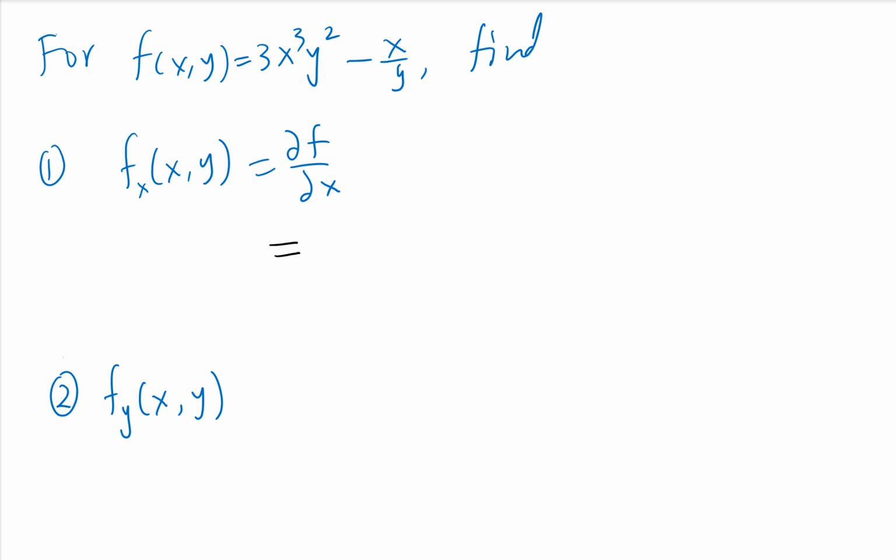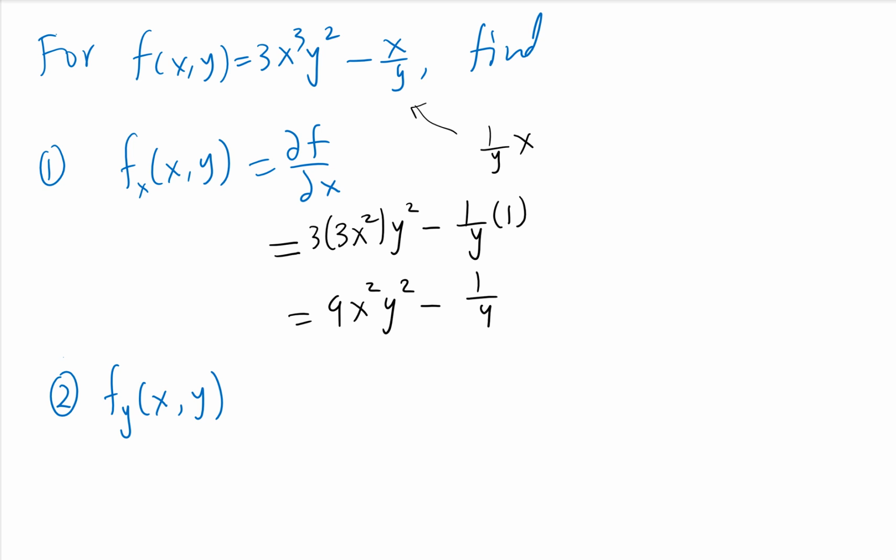To find the derivative with respect to x, 3x squared y squared minus, remember y is a constant, so this is the same as 1 over y times x, like that. Keep the 1 over y the same. Derivative of x is 1. So the answer is 9x squared y squared minus 1 over y.